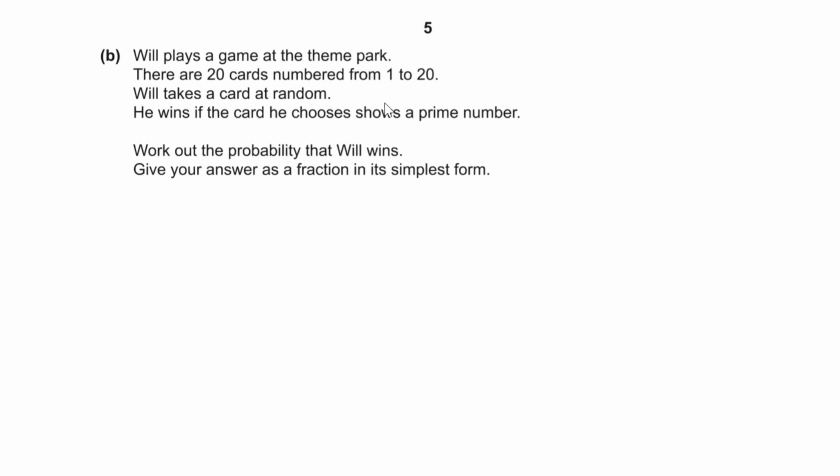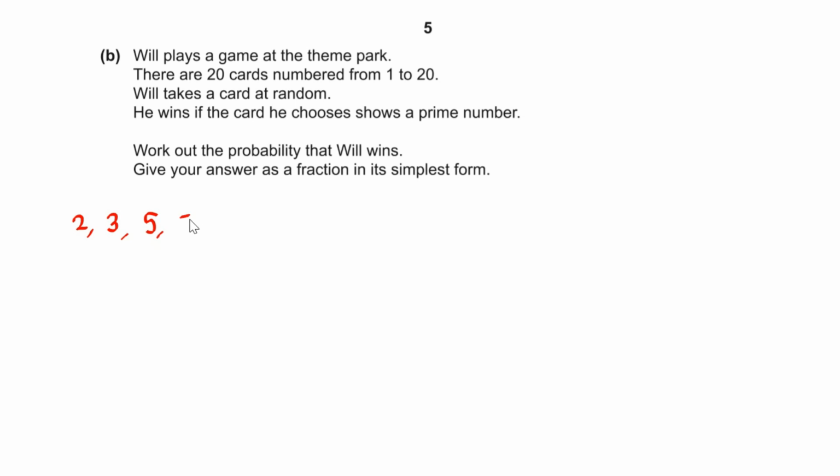Well, what we need to do first of all is identify the prime numbers between 1 and 20. The definition of a prime number is a number that can only be divided by itself and 1. Well, 1 isn't a prime number because it's only got 1 as a factor. 2 is the only even prime number, and then we've got 3. 4 isn't a prime number.